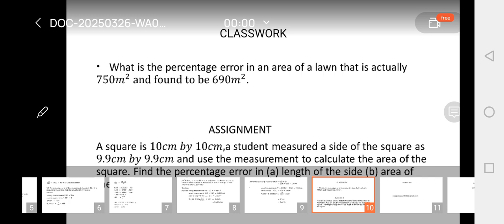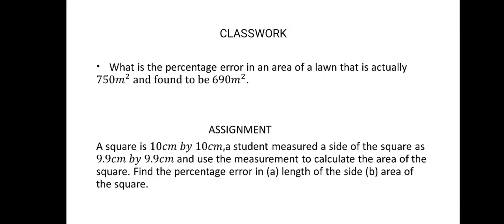Then also do this assignment. A square is 10 cm by 10 cm, and the student measures a side of the square as 9.9 cm by 9.9 cm, and uses the measurement to calculate the area of the square. Find the percentage error in length of the side and area of the square. Use the last example to do this. We'll meet in the next class.